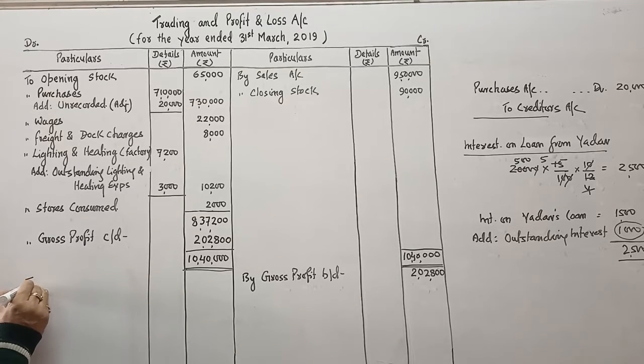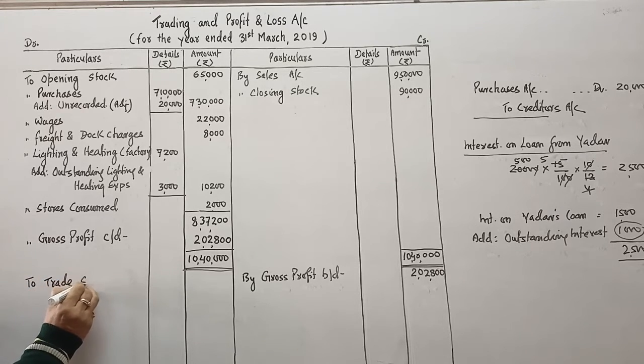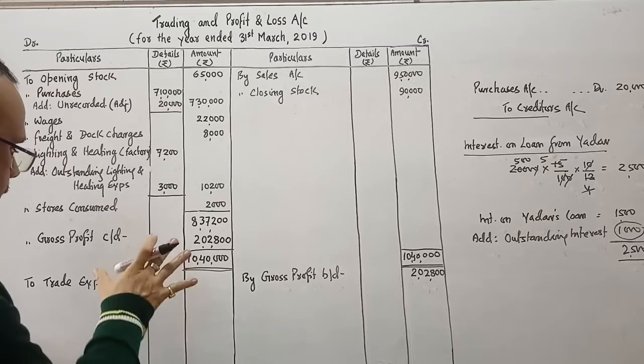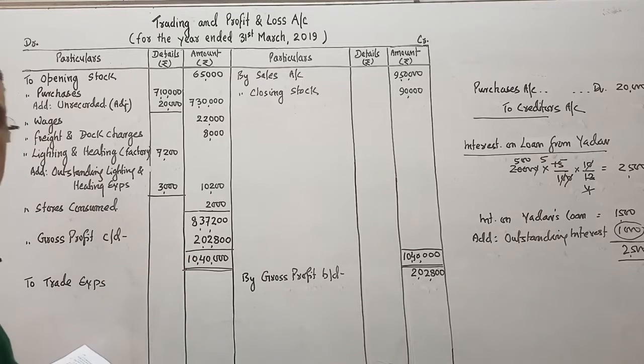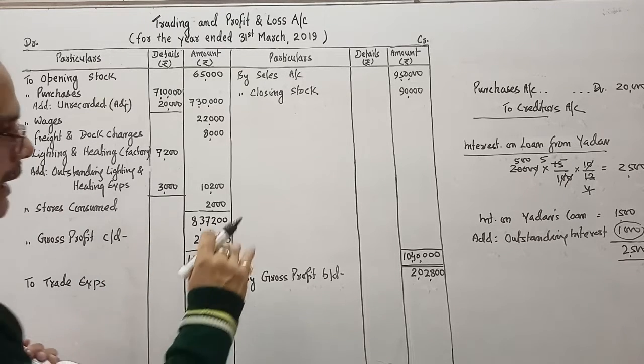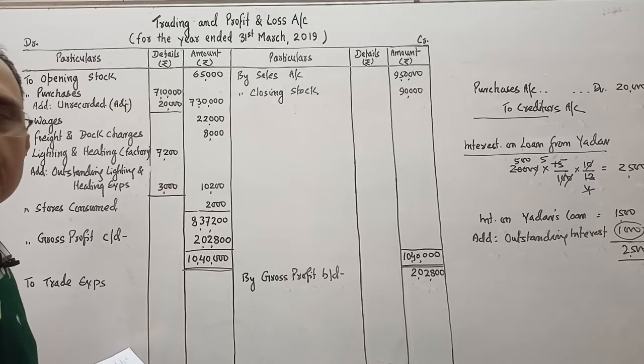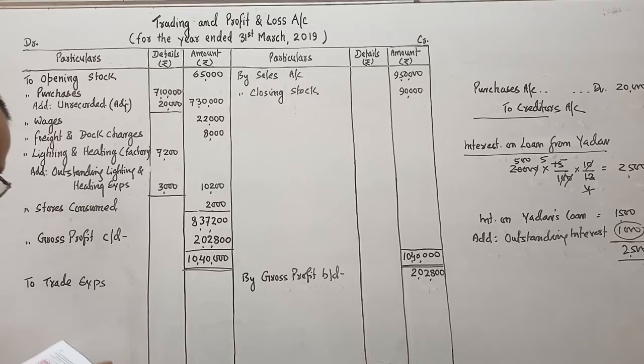You see the trial balance debit side. First item is trade expenses, which is an indirect expense. We'll write all indirect expenses and losses on the debit side in the P&L account, and indirect incomes and gains on the credit side of the profit and loss account to find out the net profit.